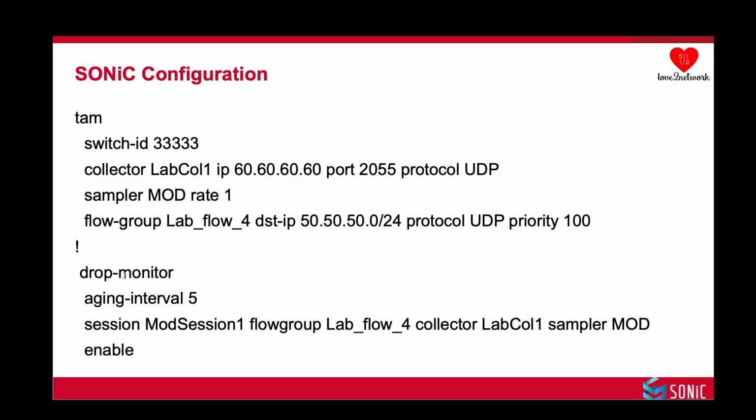Then you go into the drop monitor mode. This aging interval is an optional command. Session is the most important command here. This is the command where everything comes together. With this command, you are saying that I want to monitor this particular traffic, and if there is any drop in that particular traffic, send that information to this collector at this sampling interval. And then you enable this feature. And that's it. That's all the configuration you need to enable Mirror on Drop on Enterprise SONiC.